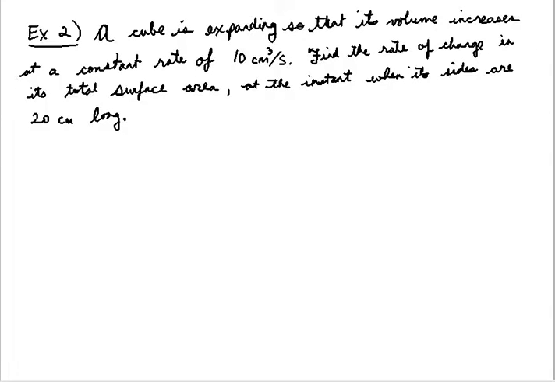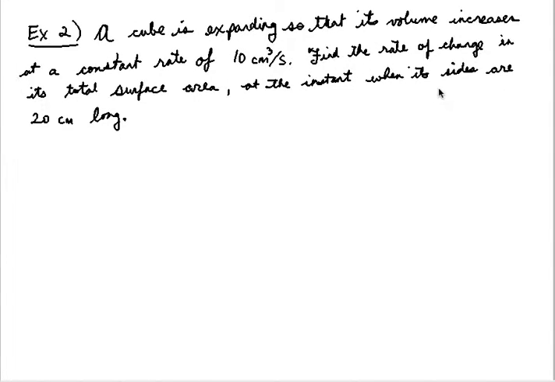Okay, we're going to try another example relating to related rates. This one says a cube is expanding so that its volume increases at a constant rate of 10 centimeters cubed per second. So we have a cube and it's expanding so that its volume is constantly increasing at this rate. Find the rate of change in its total surface area at the instant when its sides are 20 centimeters long.